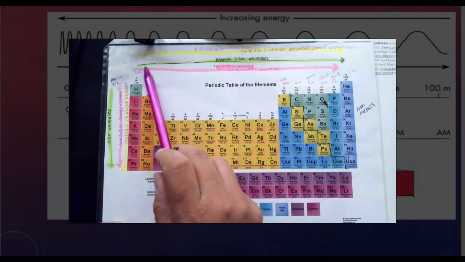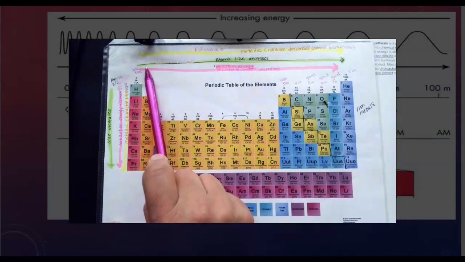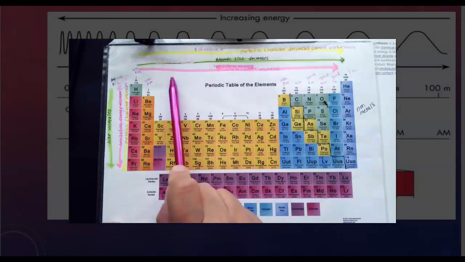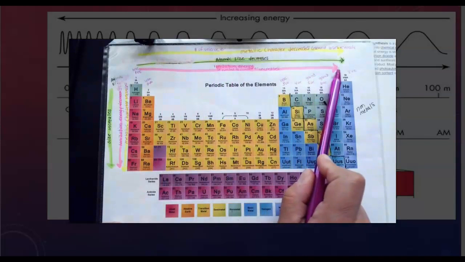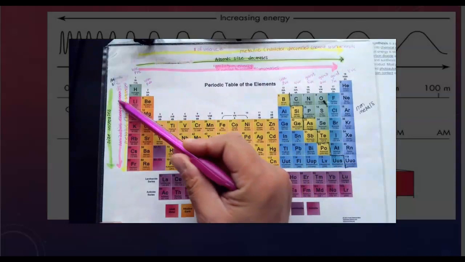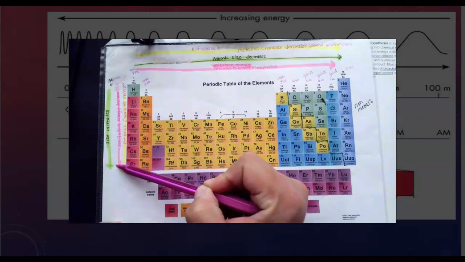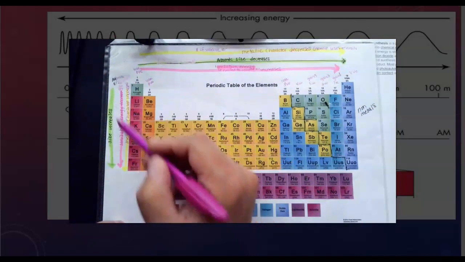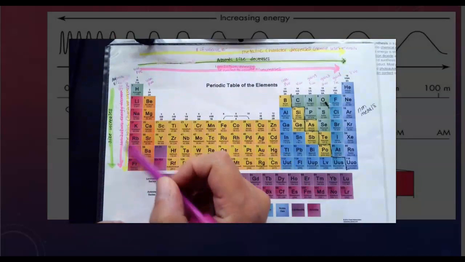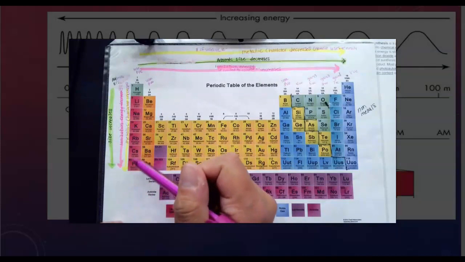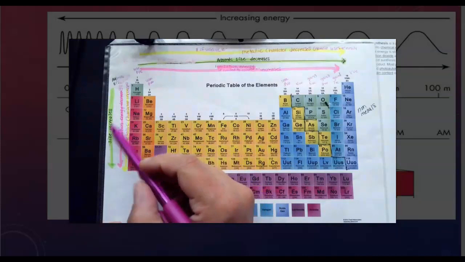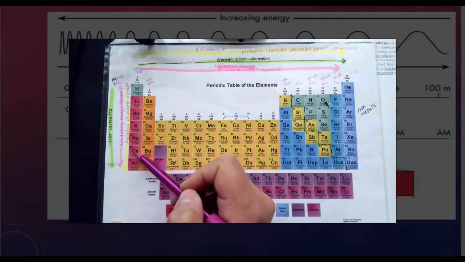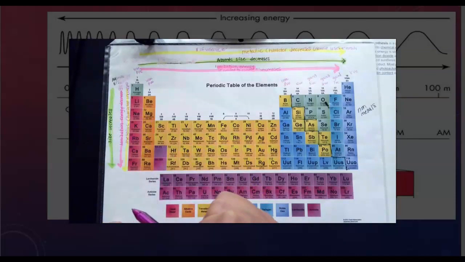So like on green here on my periodic table, I drew this big line because as you go this way on the periodic table, the size of the atoms gets smaller, and as you go down the periodic table, the size of the atom gets bigger. So this is a trend. If I asked you a question, is sodium bigger than cesium? You could look and say, yep, cesium is going to be bigger than sodium.